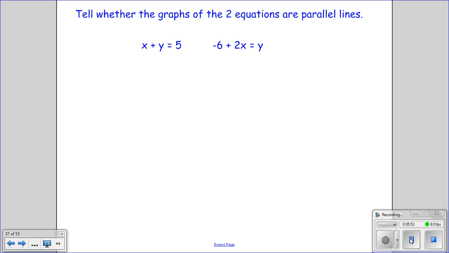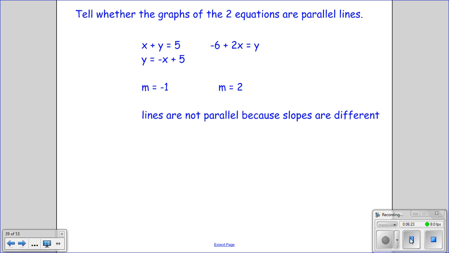Let's look at these two equations that you have: x plus y equals 5. That's not in slope-intercept form. It needs to be rewritten into slope-intercept first. That would be y equals negative x plus 5. The other equation, negative 6 plus 2x equals y, is already in slope-intercept form. Don't be fooled that the y is on the right-hand side. That's okay. Notice that the slope of the first equation is negative 1, and the slope of the second equation is 2. And so these lines are not parallel because their slopes are different.